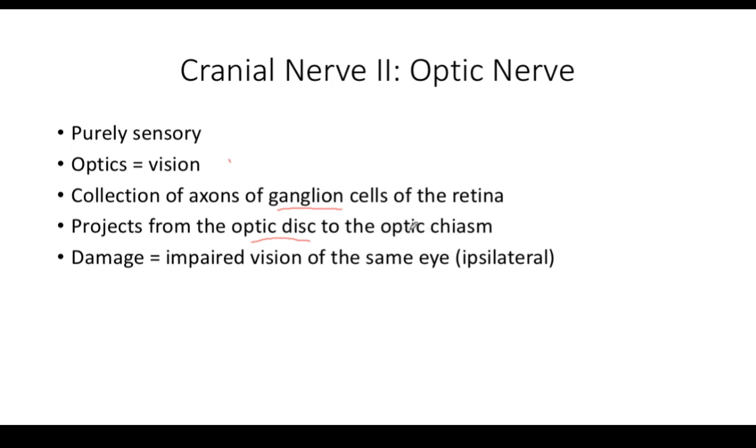And optic nerves project from the optic disc to what's called the optic chiasm, and I'll show you that in a moment. Now, when people have damage to the optic nerves, they're going to have an impaired sense of vision, or total loss of vision if the nerve were completely cut. The key thing is that the visual impairments associated with damage to the optic nerves are going to be ipsilateral, meaning they're going to be on the same side, the same eye that the nerve is connected to or projecting from.